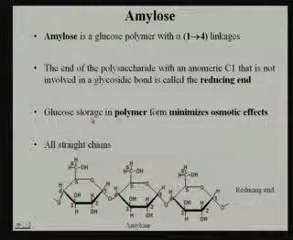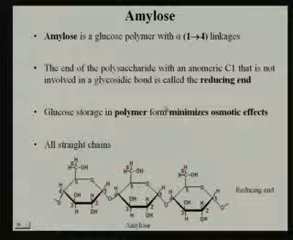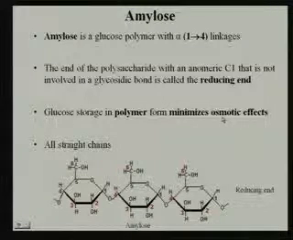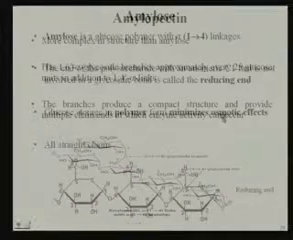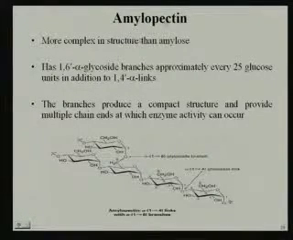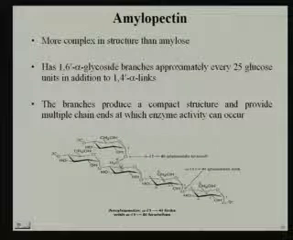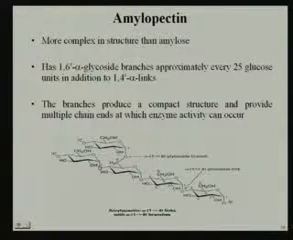Glucose storage in polymer form minimizes the osmotic effect, and amylose is a straight chain molecule, whereas amylopectin is a branched chain of alpha 1,4 and alpha 1,6 linkages. So obviously this structure is a little more complex than that of the amylose structure, and for every 25 glucose straight chain moieties there is a branch of alpha 1,6 glycosidic linkage.